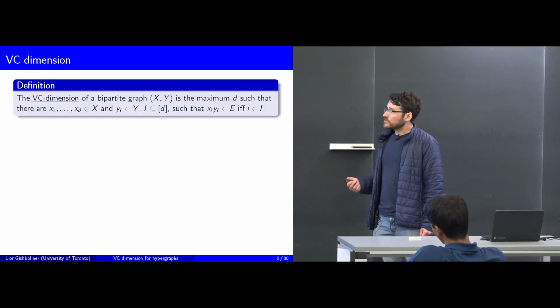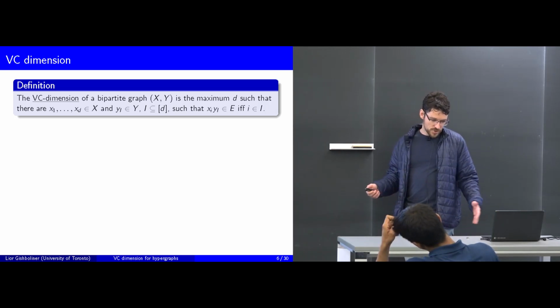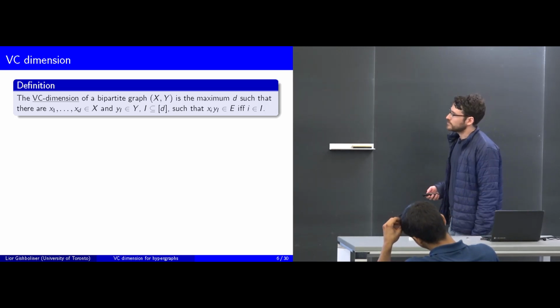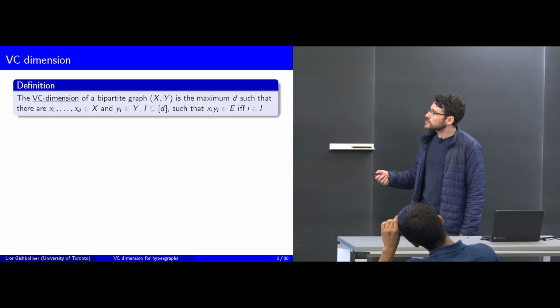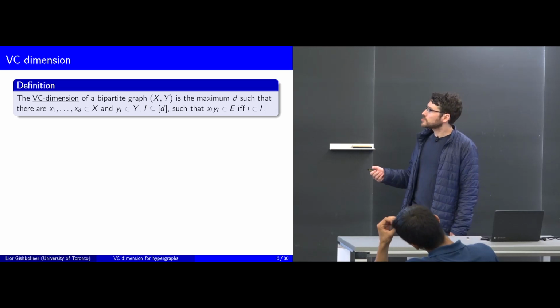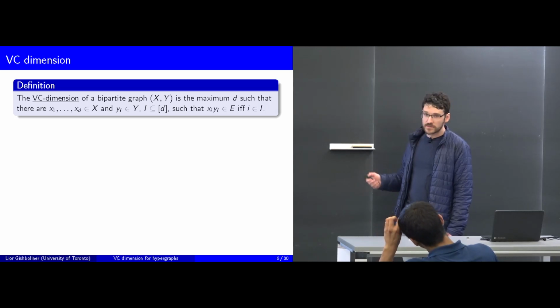Okay, so now let me talk a bit about VC dimension. VC dimension is a notion that's used a lot in computer science and in combinatorics, in discrete geometry. So let me define it in the context of graphs. The VC dimension of a bipartite graph XY is the maximum number d such that I can find vertices x1 up to xd and vertices yI, where I goes over all subsets of [d], such that xi makes an edge with yI whenever i is an element of the set I.